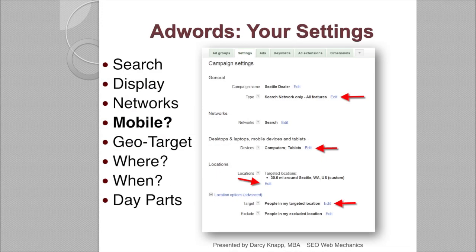There are a variety of different settings you can use when you create your campaign. You can decide whether you want to be on the search network, whether you're going to run display ads, what time of day and what days you should be running your ads.